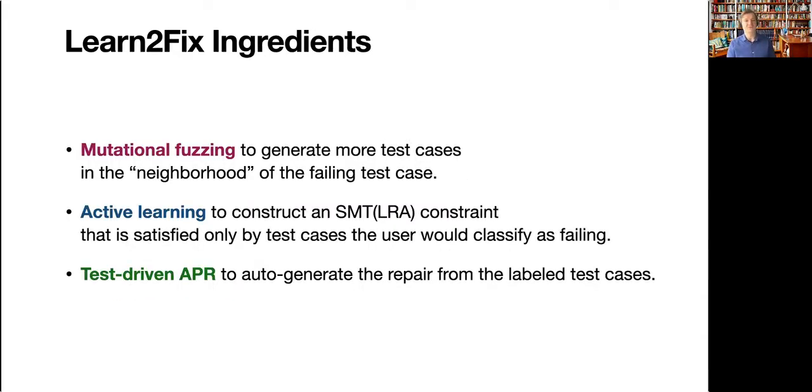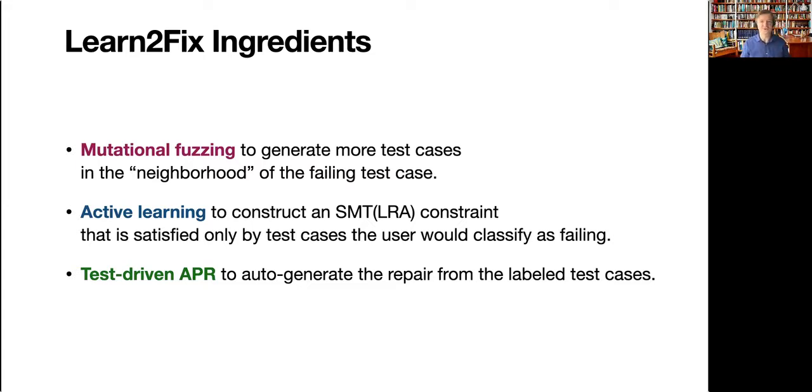So what are the ingredients of Learn to Fix? Firstly, we use mutational fuzzing. So we take that one failing test case and generate more failing test cases, or generally more test cases in the neighborhood of the failing test case. So we take that 2, 2, 2 and substitute 1, 2 by a 3, or substitute all 2s by all 3s. So using some mutation operators, we explore the neighborhood of this failing test case. This is an easy thing. Fuzzing is very established.